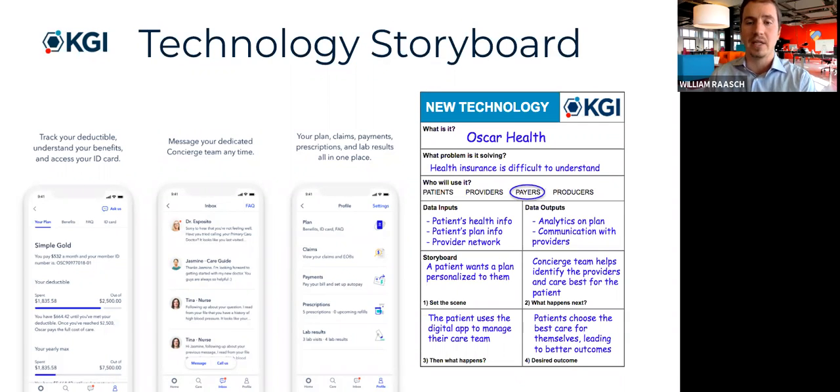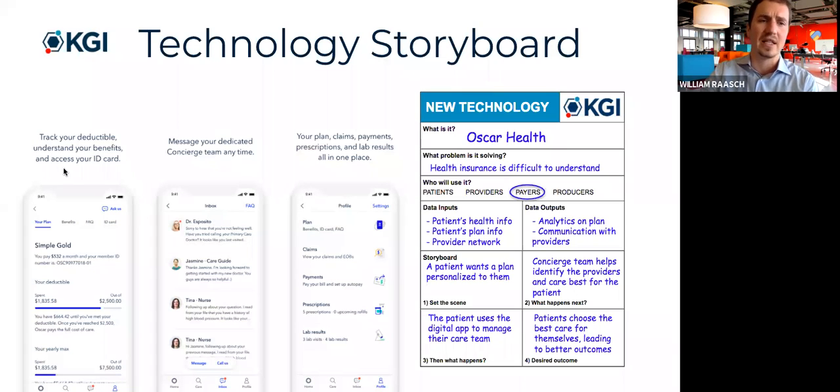After that, the patient then uses the digital app to manage their own care team. So it becomes much easier to, say, get referrals or have the type of care that they want based on their health needs. And then the outcome that is most desired from Oscar Health is that the patients can choose the best care for themselves, which then in turn leads to better outcomes.